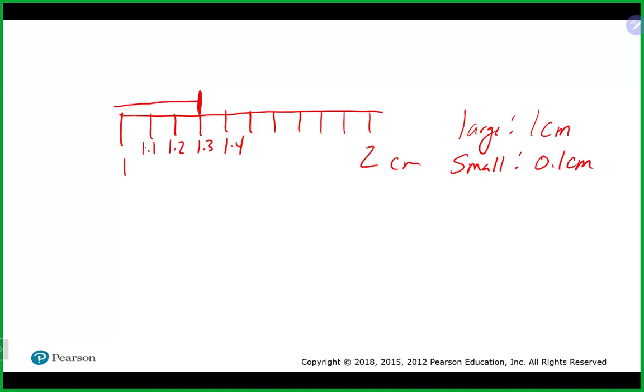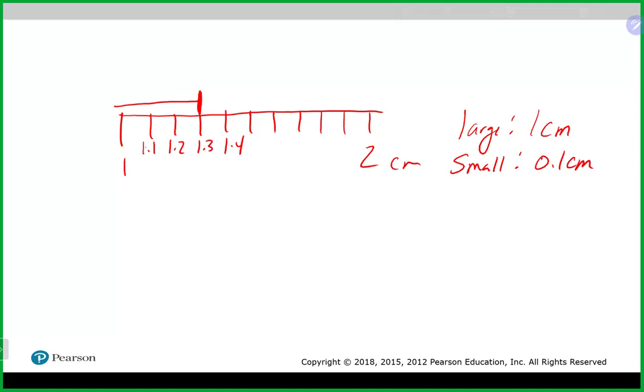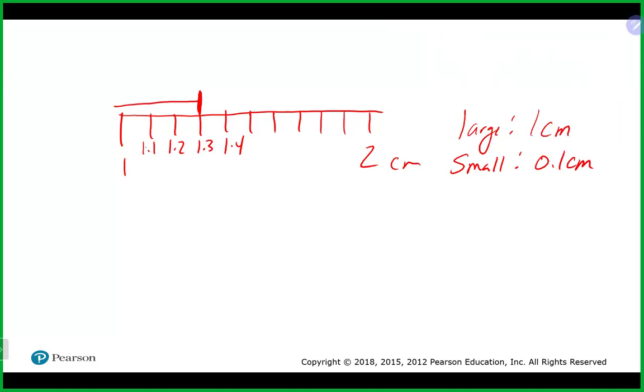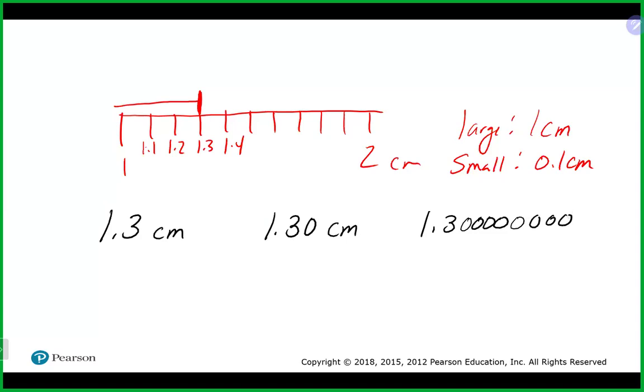So when we look at this and we want to record our measurement here, it is definitely on the 1.3. So I record 1.3 centimeters, 1.30 centimeters, 1.30000 centimeters. Not quite sure how you get there, but I'll go with that. Is there a difference in how we record it? Does it matter in this particular scale?